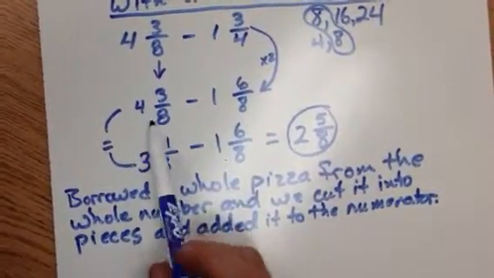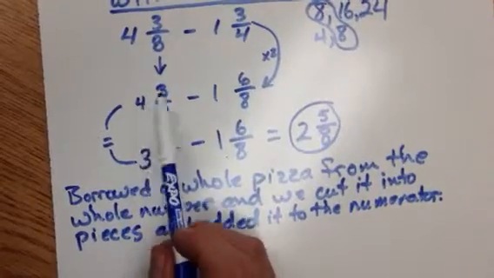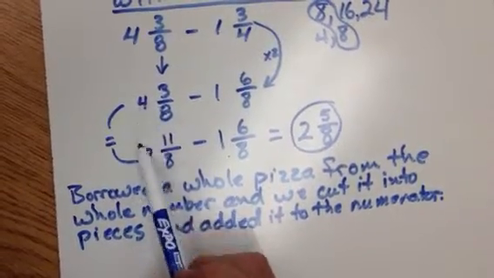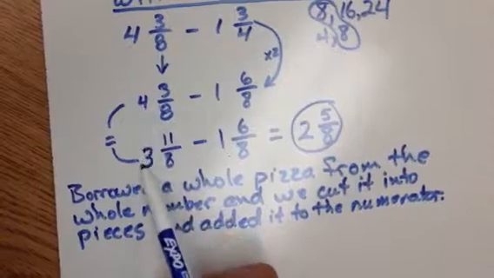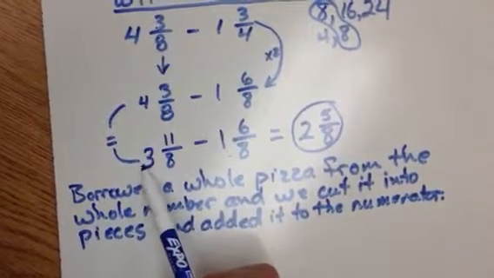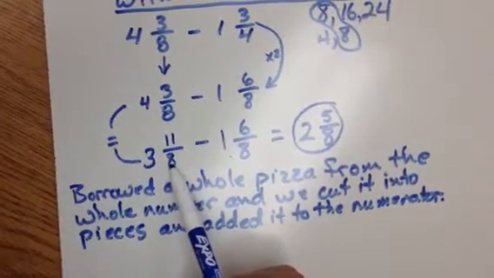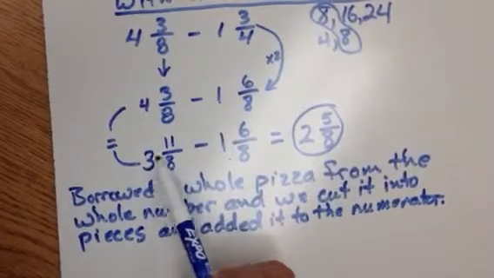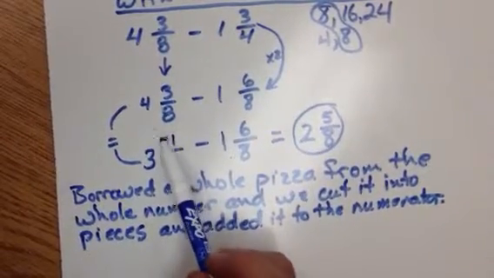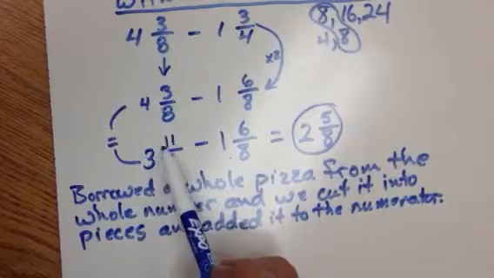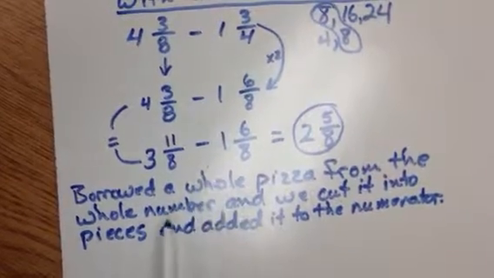Okay, so just a quick recap. We had 4 3/8. We took one whole pizza from our whole number, which made it 3. And then because our denominator is 8, we had to add one whole pizza, which is 8 slices, to our numerator, which gave us 3 and 11/8 and allowed us to subtract.